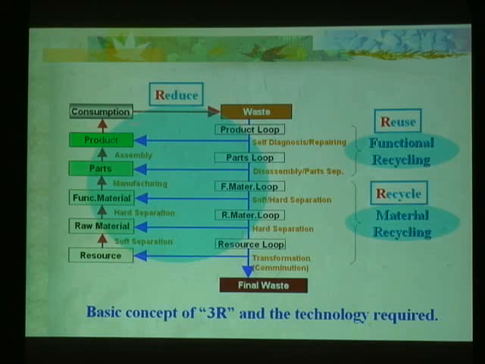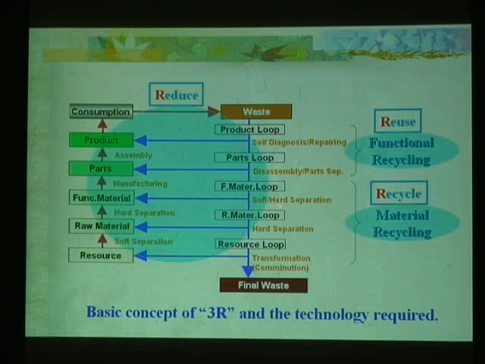And the second choice is the parts loop. The technologies to be applied are disassembly technology and parts circulation technology. These two loops we call reuse, in other words, functional recycling. But several products and parts degrade and are of no more use to us. After that, material recycling has to be applied. The first step is the functional material loop.